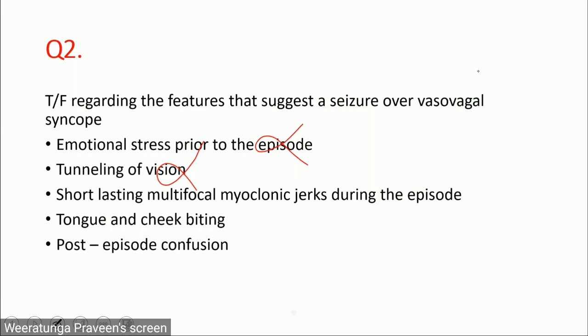Sometimes you can get these very short-lasting, transient myoclonic episodes occurring. So that's not suggestive of a seizure. It's more of vasovagal syncope.